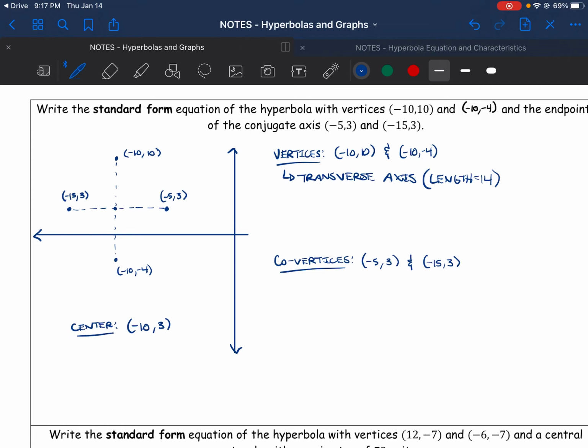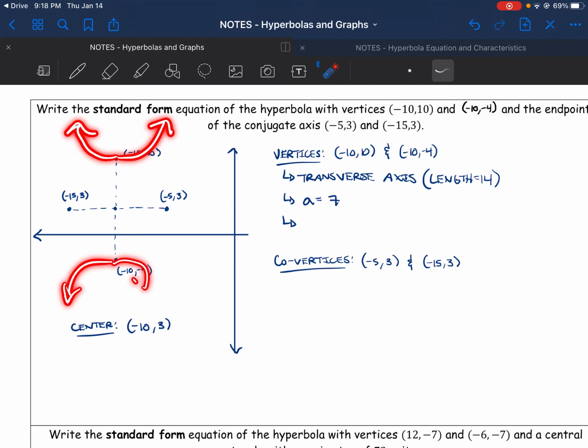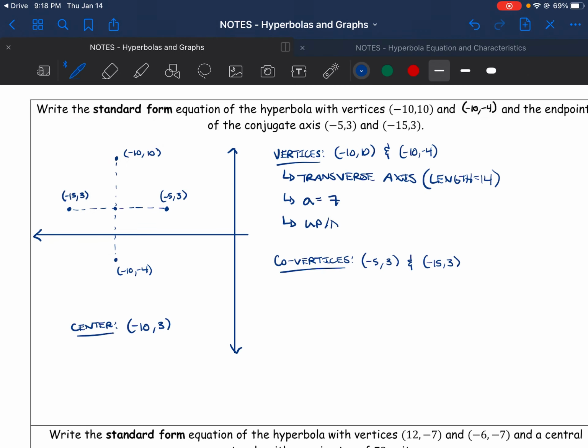Now, if the length of the transverse axis is 14 units, then the a term, which is half of that, is going to be 7. Additionally, we know that since the vertices and the transverse axis are running parallel to the y-axis, this hyperbola is going to open up and down. So this is an up-down hyperbola.